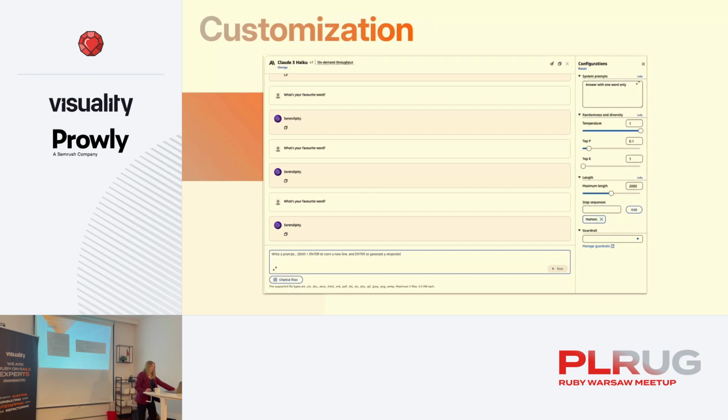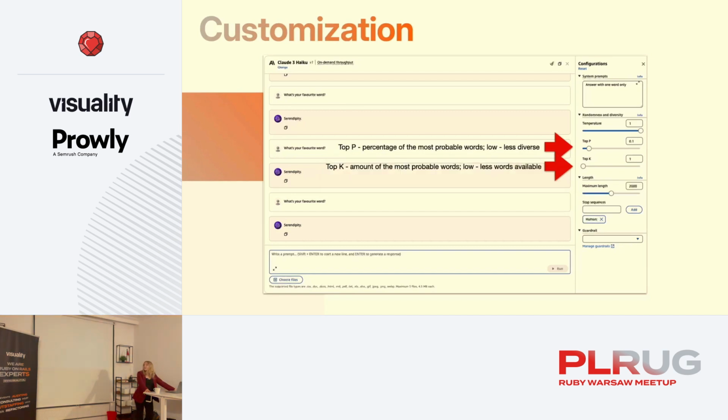With those values set very low, I'm asking the question, what's your favorite word? I'm asking that 3 times, and we can see that it answers only with one word, serendipity. Also, I said in the system prompt to answer with only one word, but the word is the same in all of the cases. So top P is the percentage of the most probable words, so when it is low, it is less diverse, and top K means the amount of the most probable words, so low means fewer words are available.